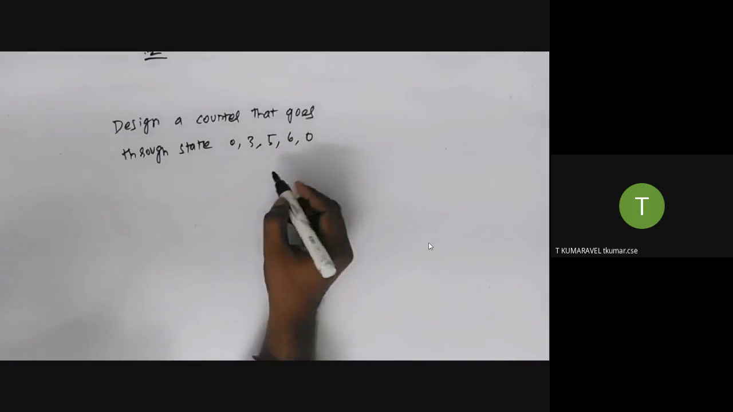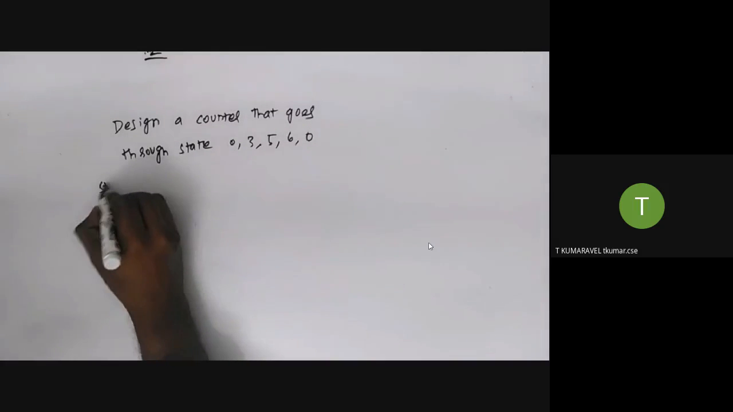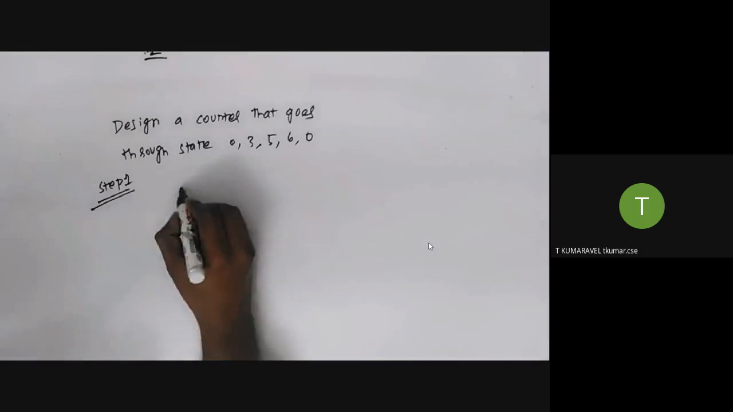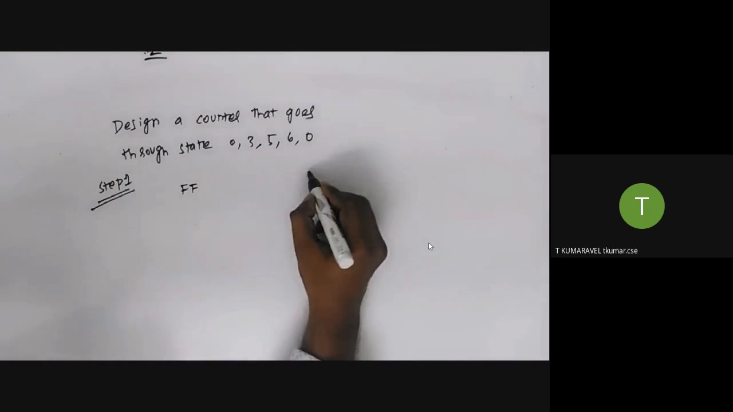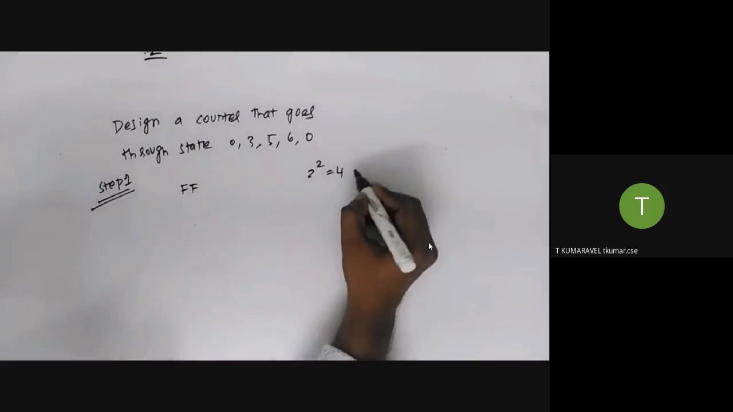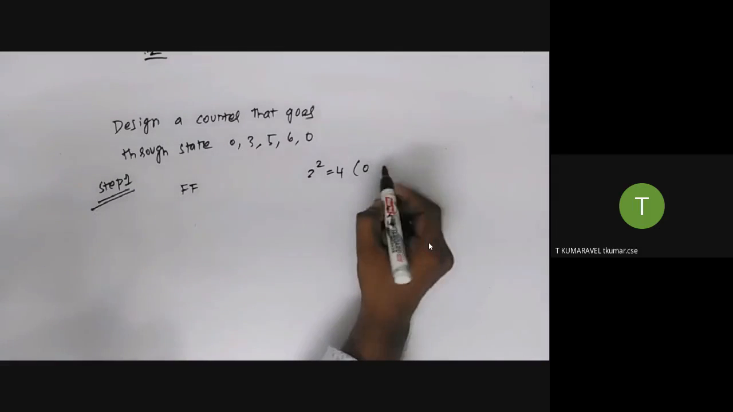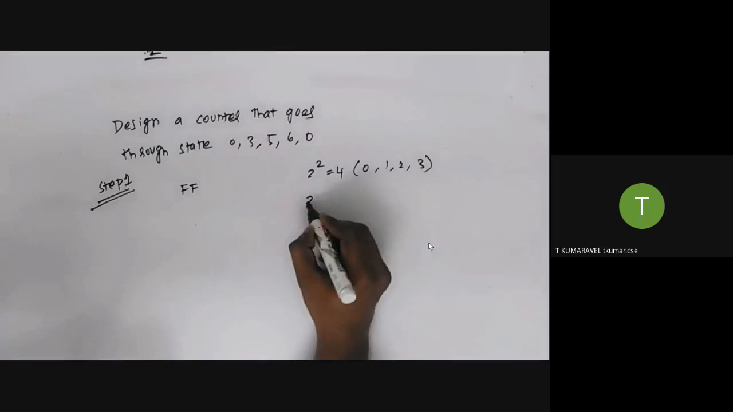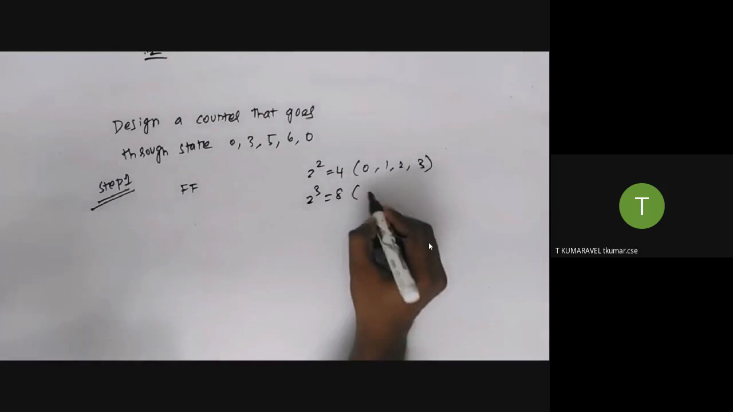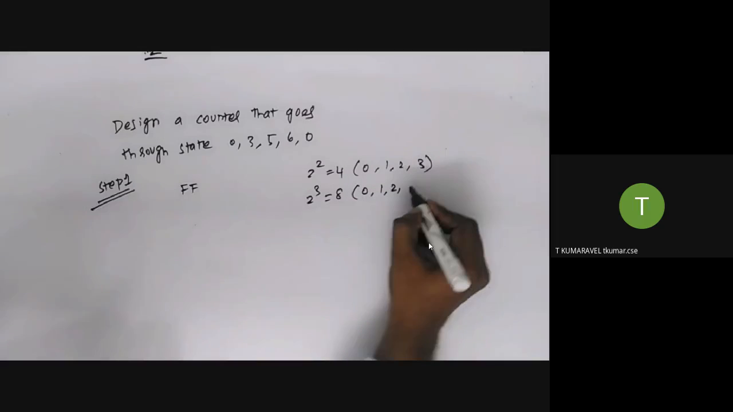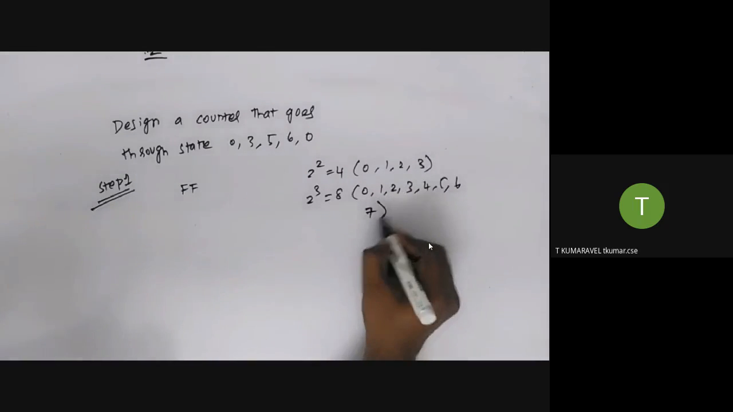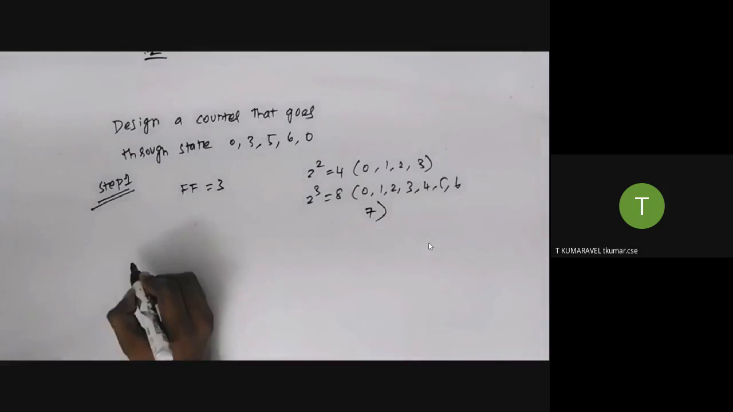0 3 5 6. In order to design this problem, I need 3 flip-flops. If I take 2, only 4 states are available: 0 0, 0 1, 1 0, 1 1. Here 6 and 5 are also needed. So the value of n is 3: 0, 1, 2, 3, 4, 5, 6, 7. So the number of flip-flops required is 3.